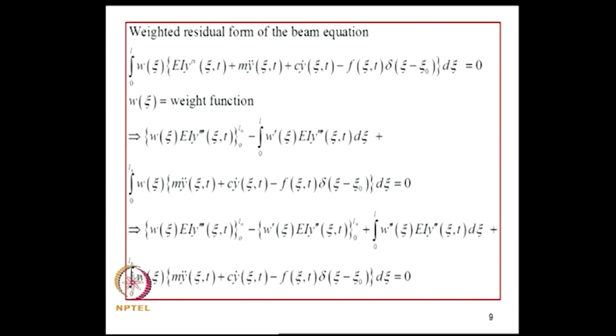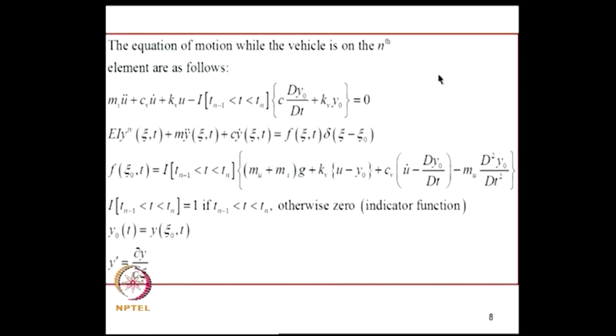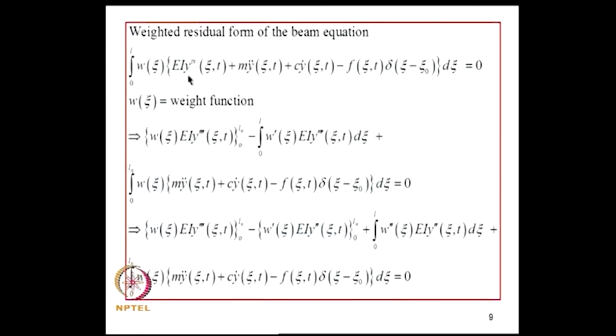Now we write the weighted residual form of the beam equation. So we take all the forcing functions to the left side, multiply by a weight function, integrate over 0 to L and equate to 0. So W of xi is the weight function. Now to get the weak form we carry out integration by parts so that the demands on continuity on trial functions and weight function can be equally distributed. So this we have seen in the previous lecture.